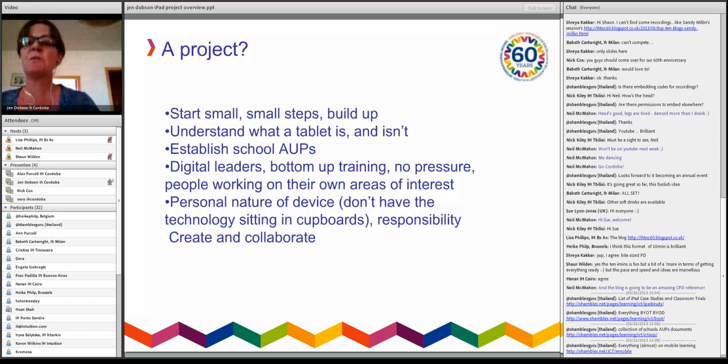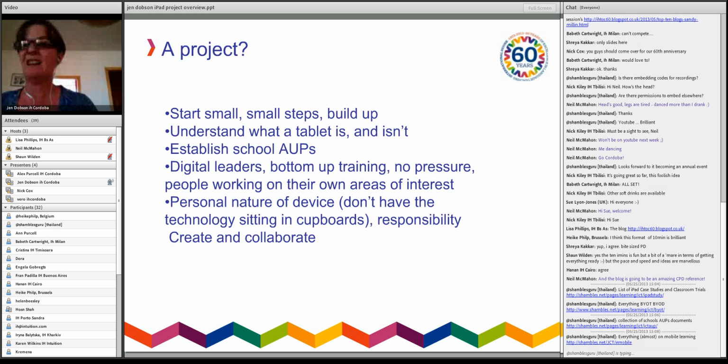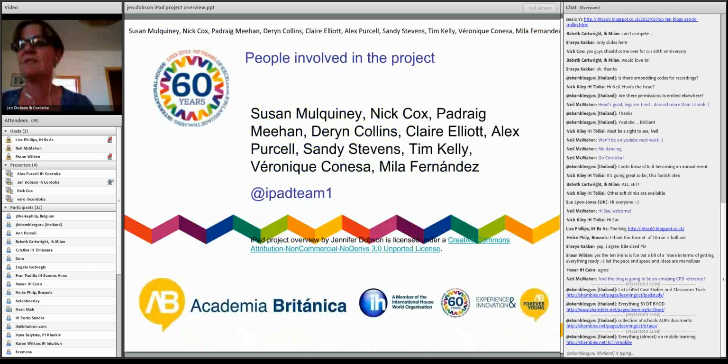There's something about responsibility here. I think if you don't feel that your teacher is responsible enough to be able to look after an iPad, then maybe they shouldn't be teaching in the class. If they're responsible enough to be in the class, then they should be able to have an iPad. And most importantly, people creating and collaborating together. And I think that's about it.